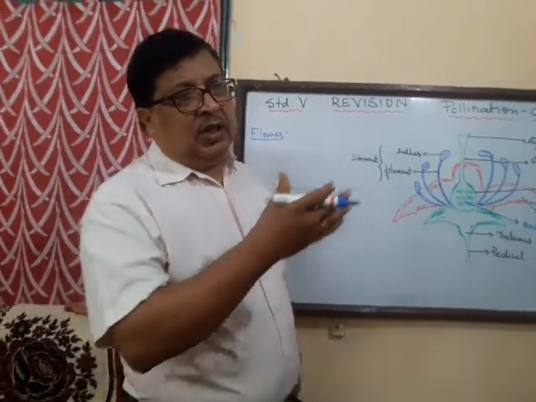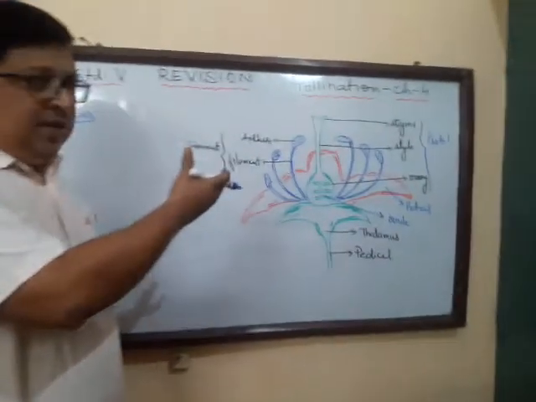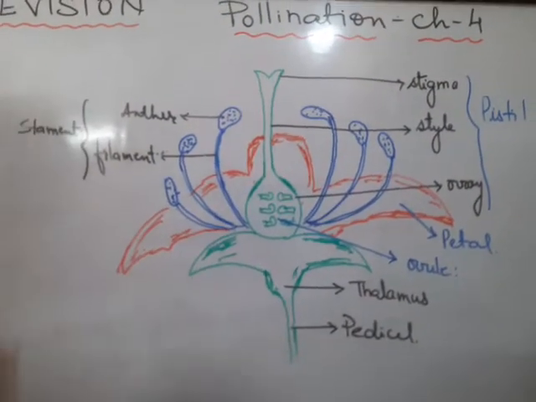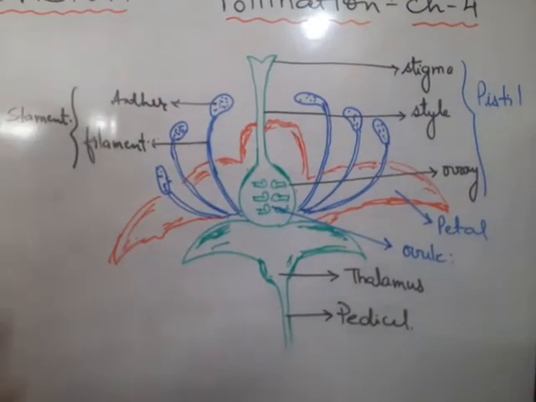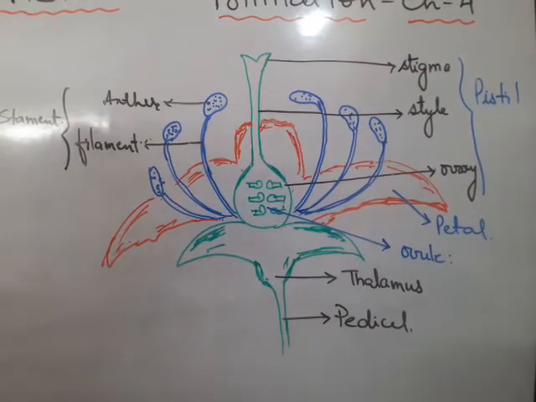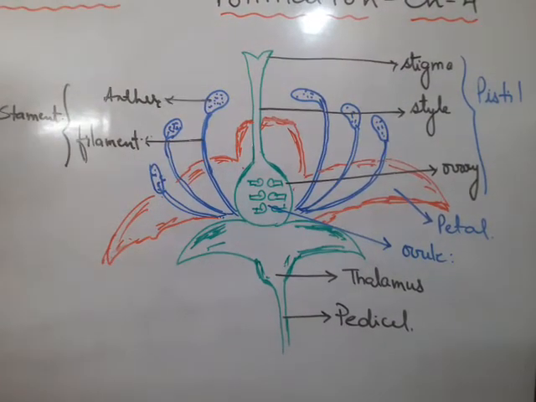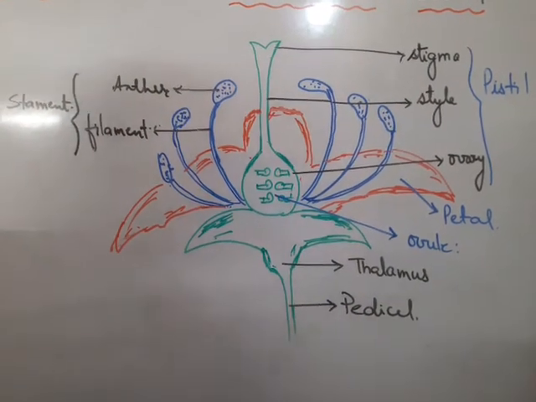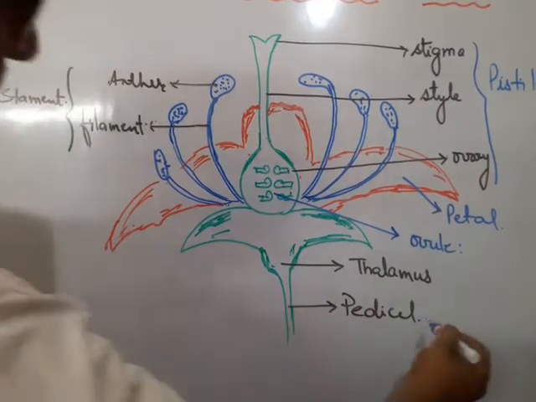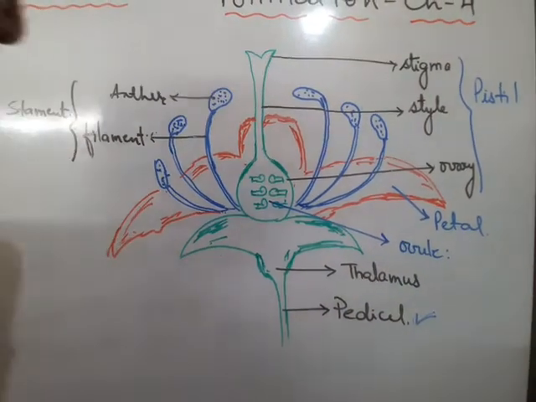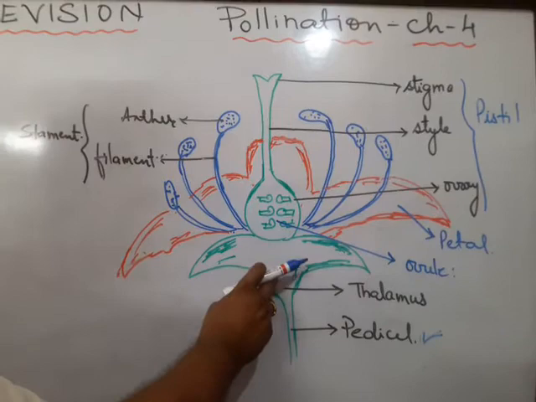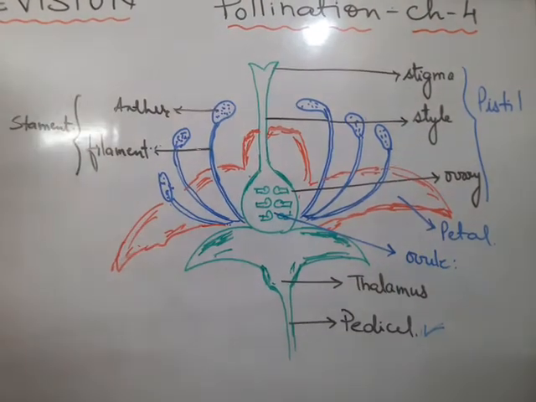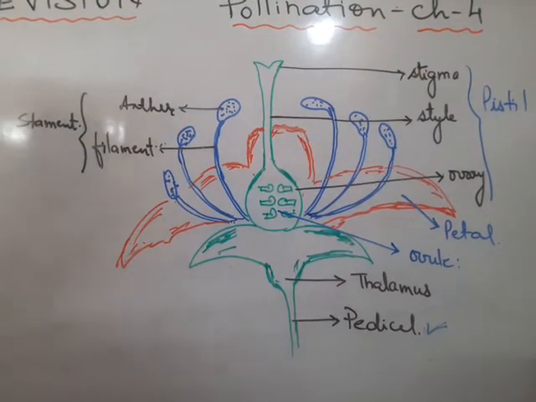Once again, just to look at the flower, I have taken a typical flower of a hibiscus. So I have just drawn a flower of hibiscus where I have labeled the different parts. Now to start with, the flower is attached to the branches of the plant by a thin stalk called the pedicel. This is the pedicel. Now the swollen part of the pedicel is called thalamus. So at some places you will find that it is written as receptacle. That is the old version.